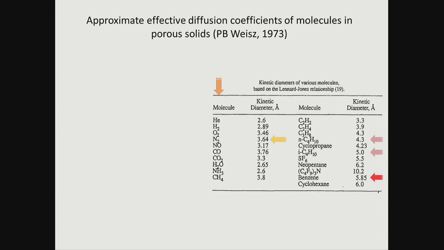Look at the molecules that you've got there. Oxygen and nitrogen are about 3.4, 3.6. Look at the hydrocarbons. Benzene is 5.85. So it's bang on the pore dimensions of the thing that's going around the room. So the holes in that are the same diameter as a benzene ring.